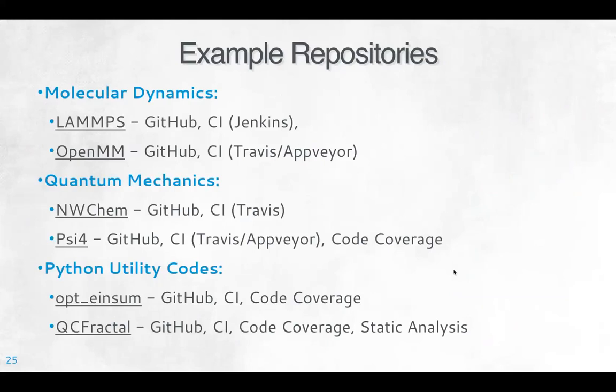And I wanted to point out two additional Python utility codes. If you have things that are in pure Python, it's usually a little bit easier to go a bit farther in terms of code coverage and static analysis. So if you want to look into examples that try to cover everything that we touched on, this opt-einsum package for tensor order contraction and QCFractal for large-scale quantum chemistry databases are two tools to look into to see how they apply these practices.